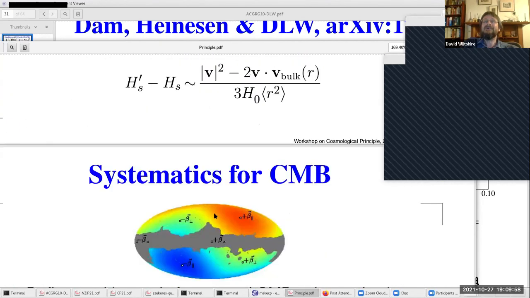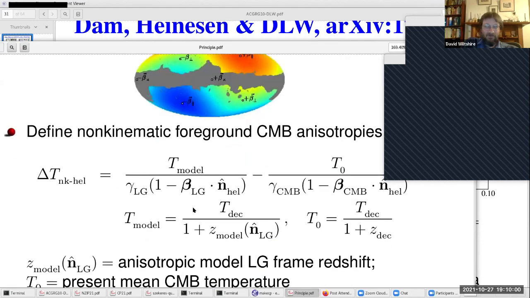But we can come up with lots of different models which will give you non-kinematic things and which will give you terms which you would say were anomalous.